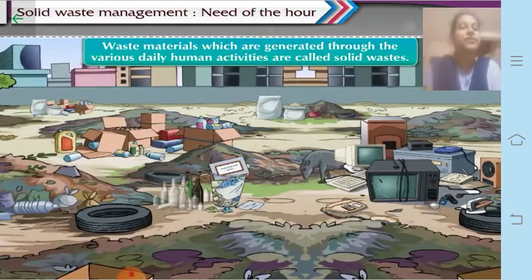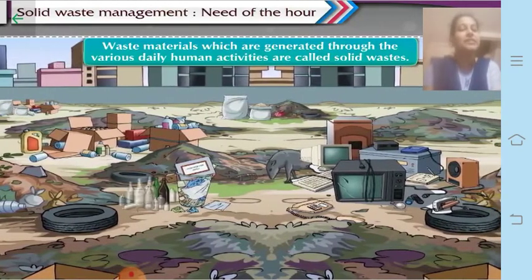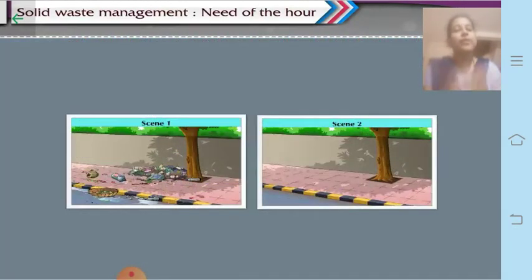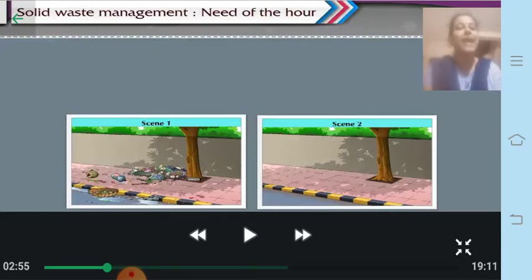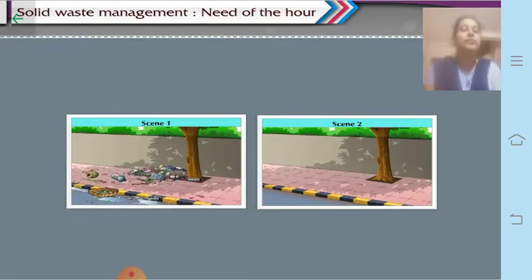Let us proceed further. Now let's perform a small activity. Here there are two scenes. What is the difference you find in these two scenes?